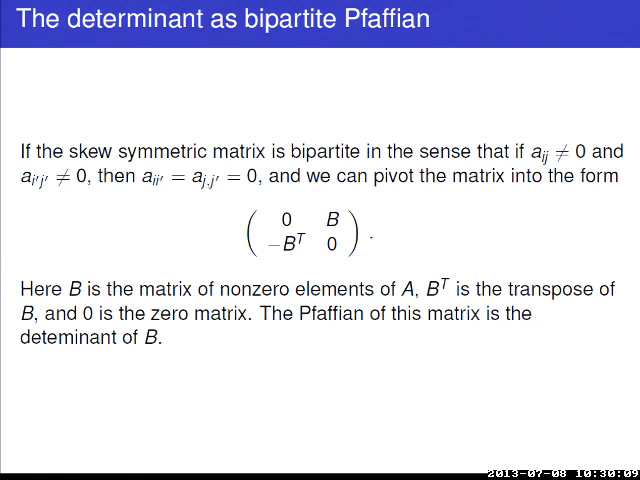So if I were to do this for particles, what this would be is if I put all my up-spin states and then all my down-spin states, then you would get the up-down pieces here. So ups only pair with downs. If ups only pair with downs, ups never pair with ups, downs never pair with downs, then that's bipartite. And you have this form, in which case the Pfaffian of this is then just the determinant of that.